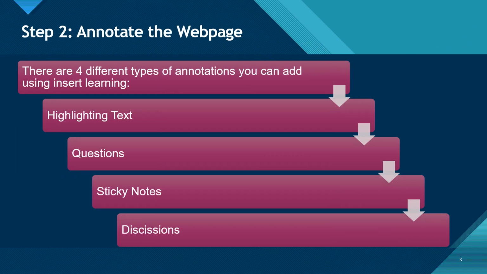With InsertLearning, you can create several types of annotations to engage your students. These include highlighting text. You can highlight important parts of the web page to guide students' attention. Adding questions. After highlighting text, you can ask questions that students must answer as they engage with the content. Sticky notes. These allow you to add extra notes or comments anywhere on the page. And discussions. You can facilitate threaded discussions on specific sections of the page, allowing students to share and respond to each other's ideas. Let's dive into each of these in more detail.